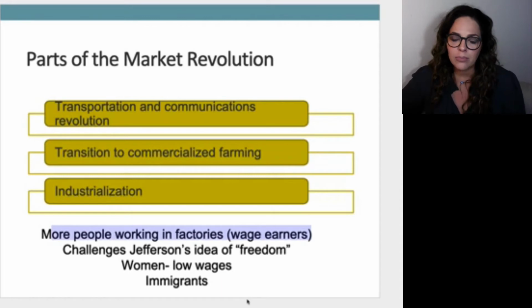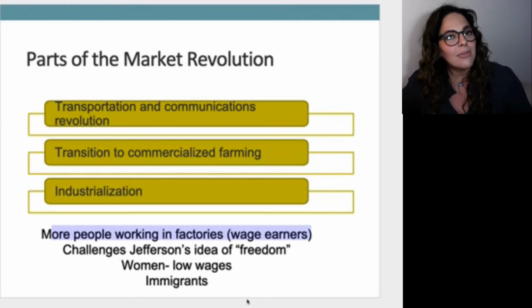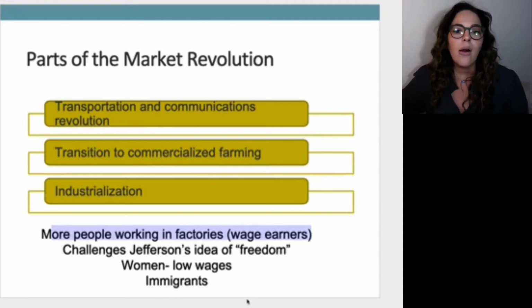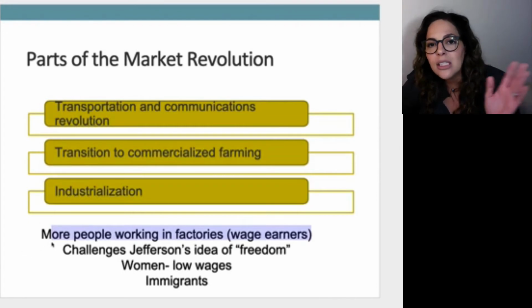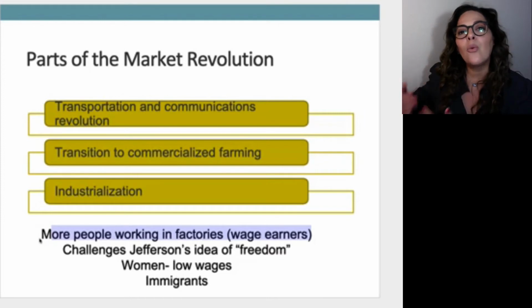Immigration is also taking place during this time, so where are people going to go? Are they going to go buy land? Not if they don't have the money. Or are they going to get a factory job? And so the transition here is that you have more people working in factories, meaning they are wage earners.